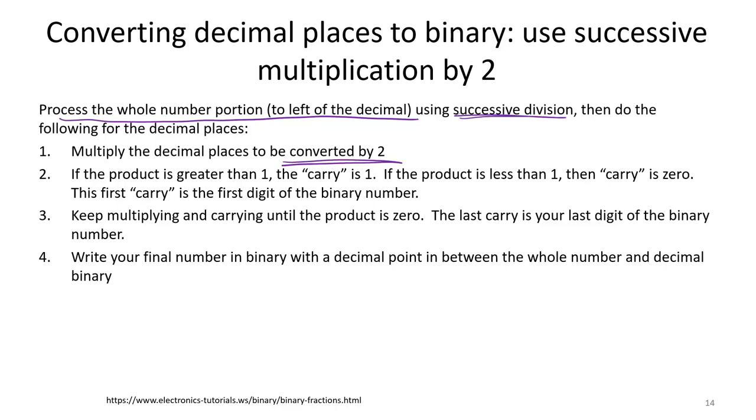And if the product is greater than 1, we call the carry 1. If the product is less than 1, the carry is 0. And this first carry value is the first digit of the binary number's decimal. And you basically keep multiplying and carrying until you end up with a product of 0. And that last carry you get will be the last digit of your binary number. And so notice that if you are writing your final number in binary, you just put the whole number part and then a decimal point, and then you write the decimal part.